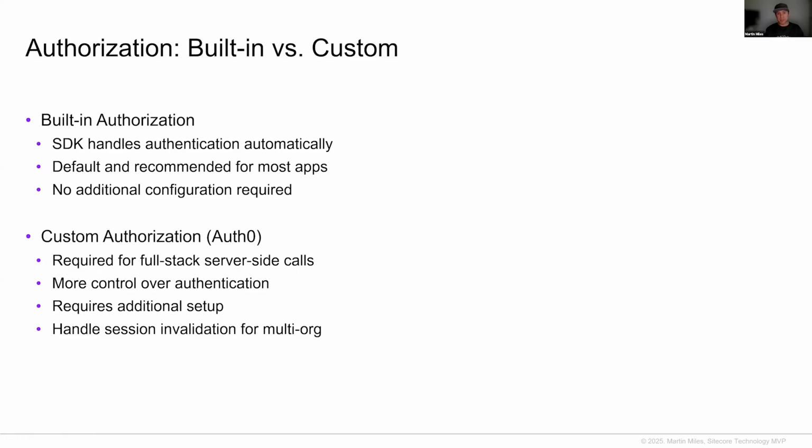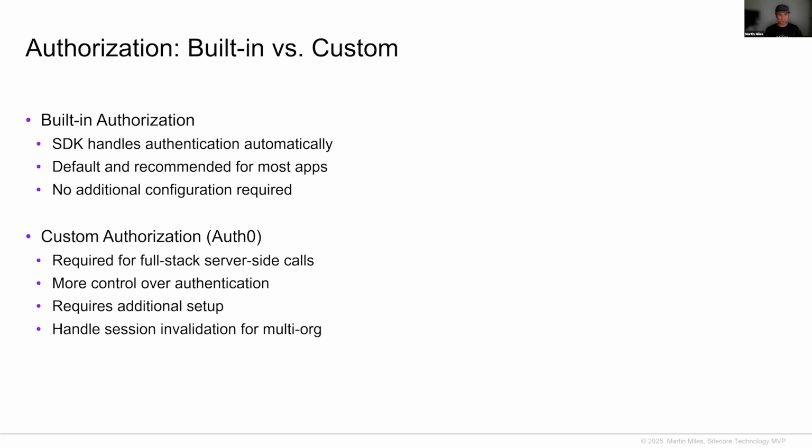Closely related to the choice of architecture is the choice of the authorization model. So let me explain the two options and when you would use each of them. The Marketplace SDK provides a built-in authorization mechanism that handles everything for you automatically. So as a user, when you open the app, the SDK takes care of authenticating everything with Sitecore. It obtains necessary tokens, refreshes those tokens as needed. It's simple, it's secure, and it's the recommended approach for most applications. So you literally don't have to write any authentication code yourself.